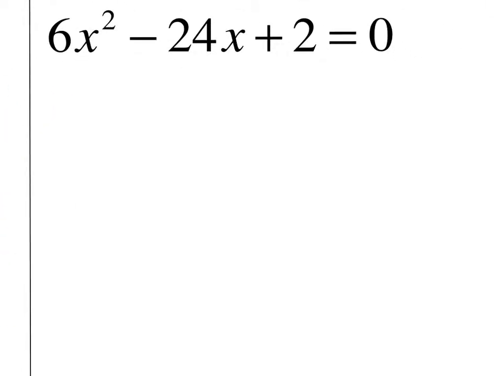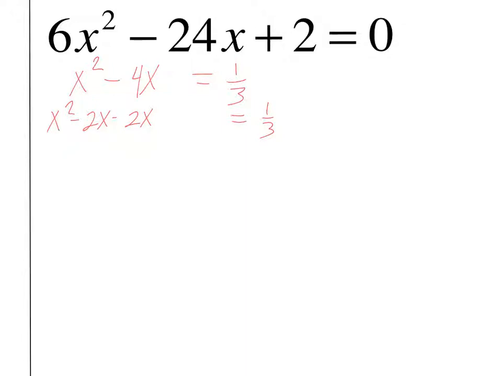6x squared minus 24x plus 2. Again, I'm going to subtract 2 from both sides and then divide by 6. That leaves me with x squared minus 4x is equal to 1/3. Split up my middle number. So we get x squared minus 2x is equal to 1/3.